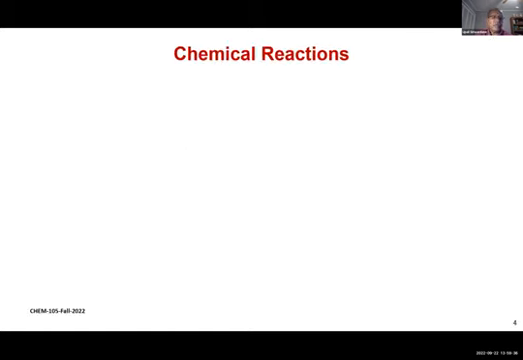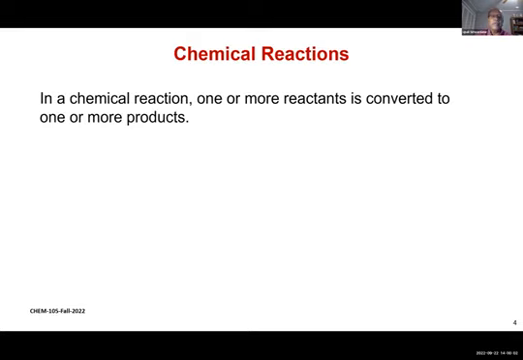So let's start with chemical reactions. That's the first topic in the chapter. What are chemical reactions? Chemical reactions are changes that atoms and molecules undergo. Atoms and molecules called reactants undergo change to produce products. In a chemical reaction, one or more reactants are converted to one or more products. The reactants are either elements, molecules, or different compounds. Products are different compounds, molecules, etc.